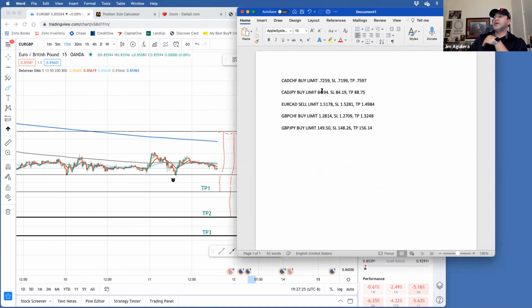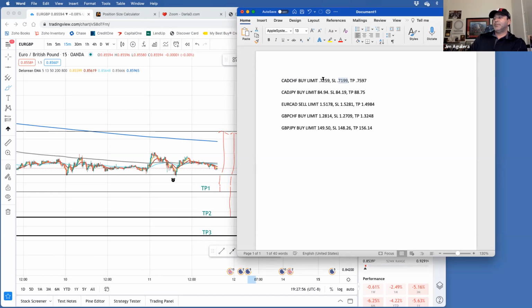So he gave out this information, and this is pretty much all the information you need in order to calculate what lot size you would use for each trade, right? He's giving us the currency pair. You know, is it going to be a buy or sell? It's going to be a buy limit, buy limit, sell limit, buy limit, buy limit. The entry price that we want the trade to trigger at, and then the stop loss and the take profit. And so that's all we're going to need, right?